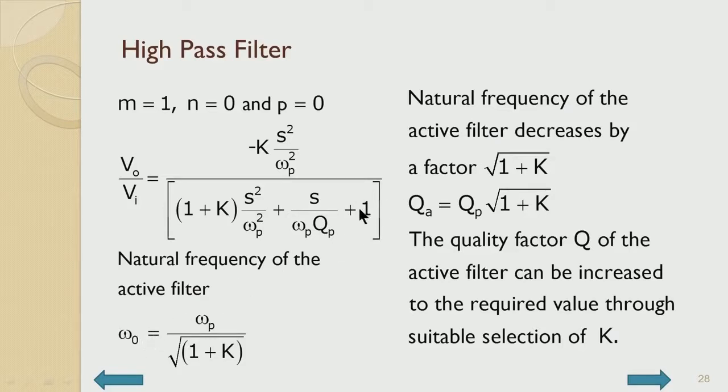Then omega naught becomes root 3 by a. So omega naught changes to omega p divided by square root of 1 plus k, and Q obviously is equal to Q p into square root of 1 plus k, because omega p Q p remains equal to the same, the coefficient of s being 1 over omega p Q p. So we get this as Q a, which is the same as the low pass case, enhancement by a factor of root of 1 plus k. However, the natural frequency decreases by a factor of 1 plus k compared to low pass where it increases by square root of 1 plus k.